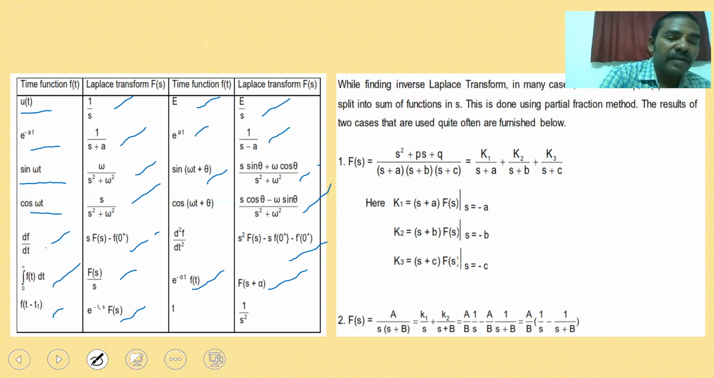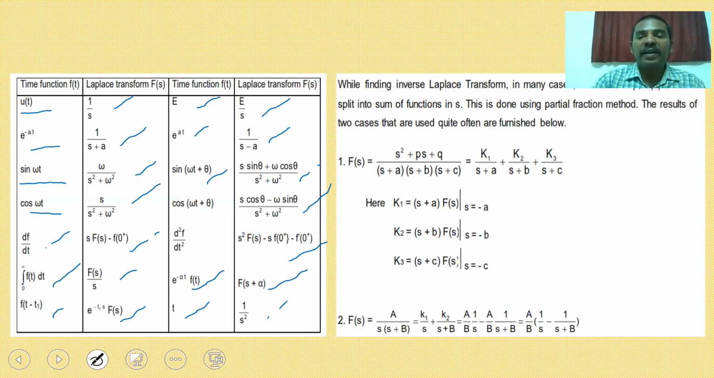So t can be represented as 1 by s². If t² is there, 1 by s³. If t³ is there, 1 by s⁴. So 1 represents 1 by s, t is multiplied by 1 by s², t² is multiplied by 1 by s³. Like that you have to go from the time domain to the Laplace transform.